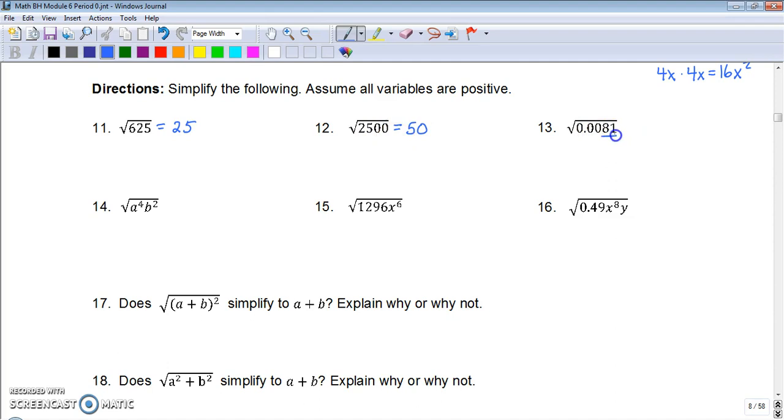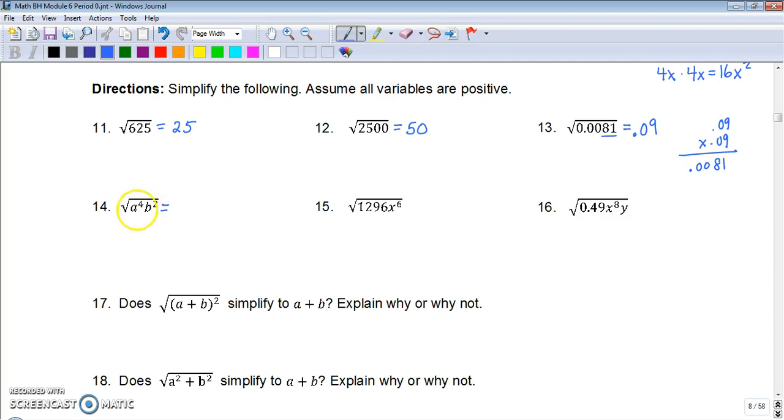This one looks like 81, which means that if I make it 9 and I place a decimal point, maybe with some extra zeros, so 0.09 times 0.09 would be 81, move the decimal place 4 places, so that one would check out. And variables are a little bit trickier.